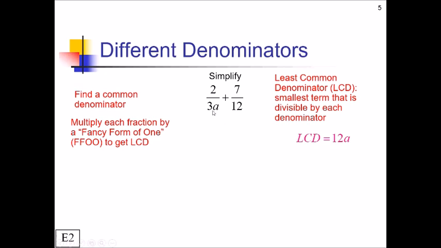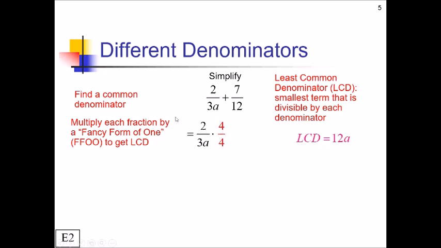All right, so let's check out what happened here. My first fraction, I've got a 3a in the denominator. Now, to get that to be a 12a, I'm going to have to multiply 3a by 4. But I can't just multiply the denominator by 4. I've also got to hit the numerator as well. So I'm going to multiply this first fraction by 4 over 4.